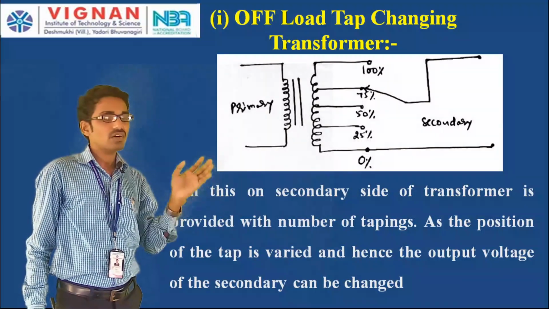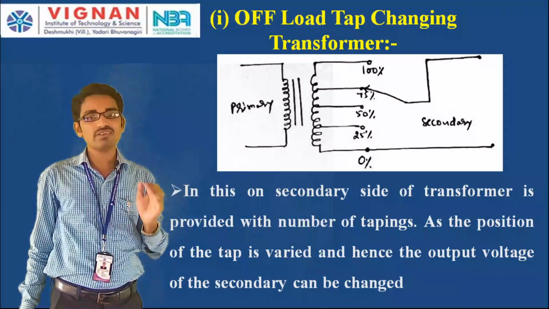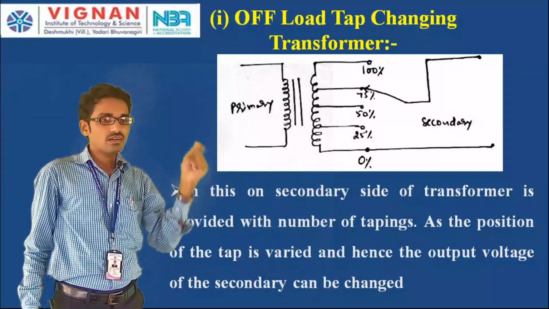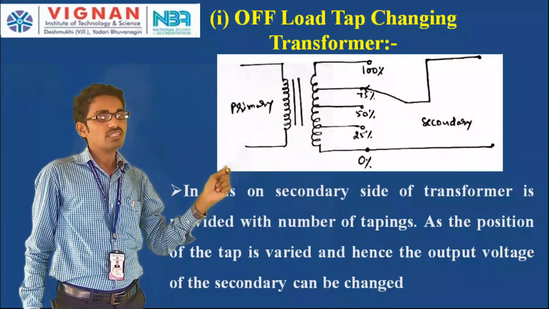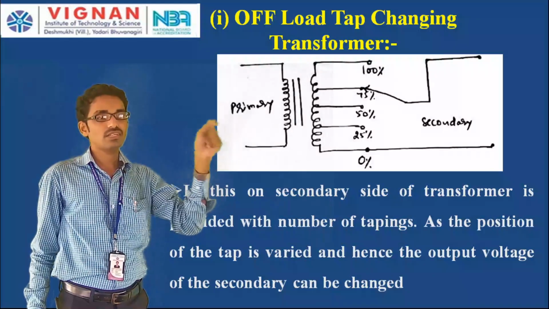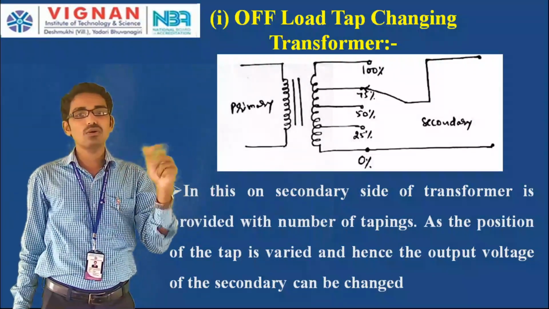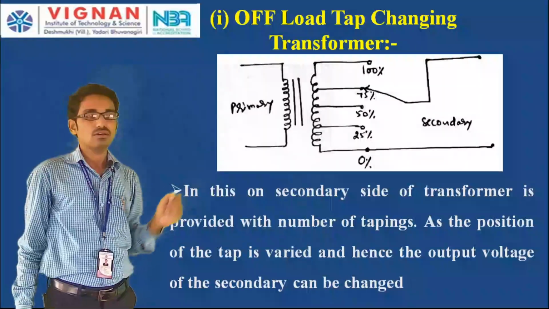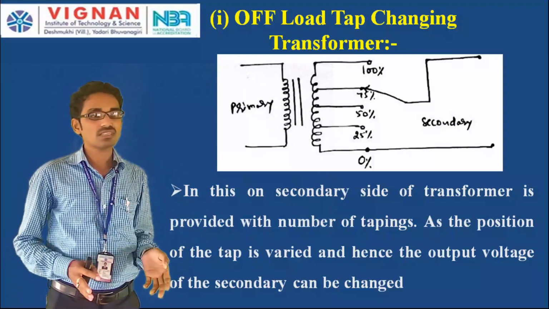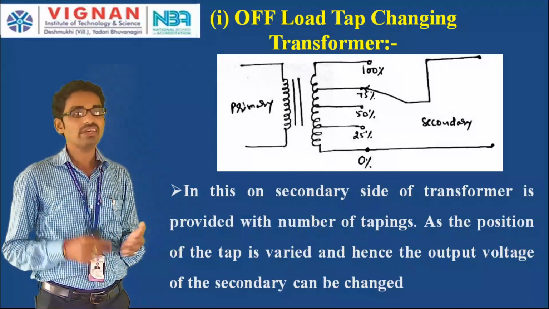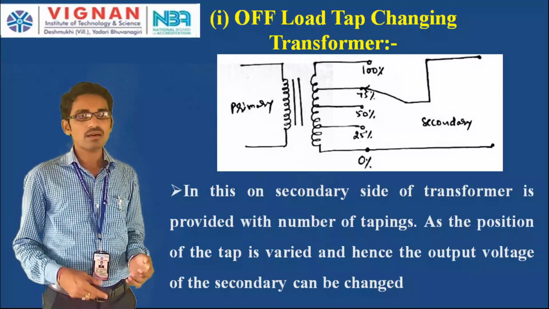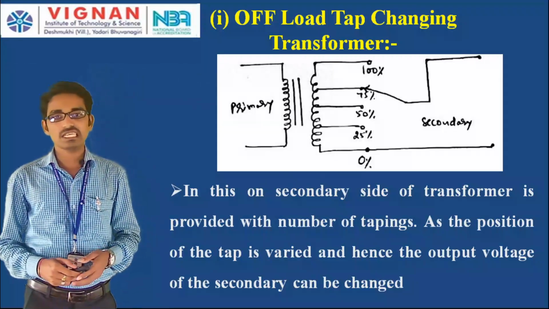To move it, I need to switch off the secondary first, then move the position of the stud, or the mobile arm, from 50% to 75%. After changing to 75%, I need to switch on the load again on the secondary side, so that only then do I have supply on the secondary side. So there is an interruption of the supply for a short duration in this off-load tap changing transformer. That is the drawback of this transformer.